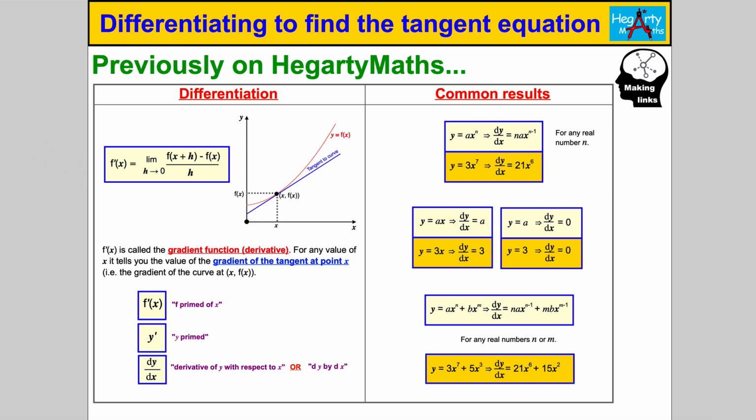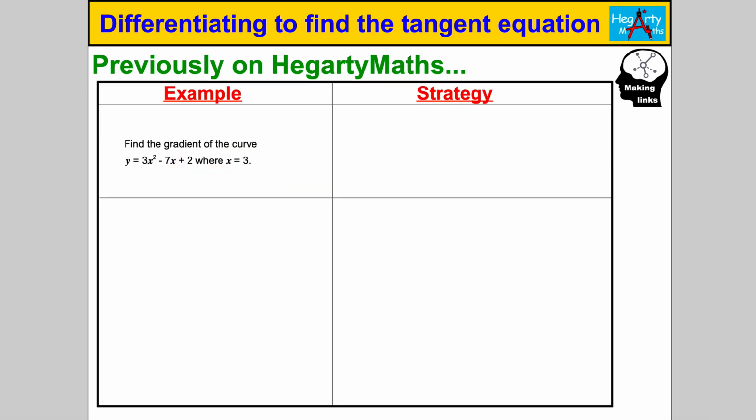Just before we move on to what we're trying to achieve in this lesson, a reminder of what we've already done. Here's an example that we've done previously. Think through what strategy you would use to solve that type of problem. When you're asked to find the gradient at a particular point, your first step would be to find the gradient function dy by dx, and then work out the value of the gradient function when x is equal to 3. That tells you the gradient of the curve at that point.